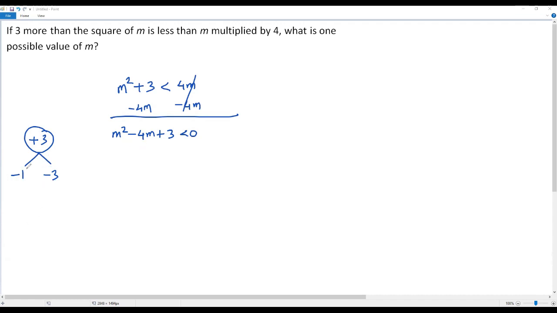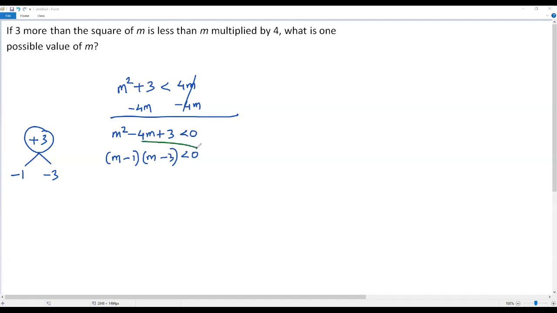Further, I have to divide these two factors by the coefficient of m square. In this case, it's 1. So even when I divide negative 1 and negative 3 by 1, I'm still getting negative 1 and negative 3. Okay, now the first factor of this quadratic expression is m, and I have to take the value over here, m negative 1. And the second factor is m negative 3, less than 0. Okay, now I have factored the quadratic expression.